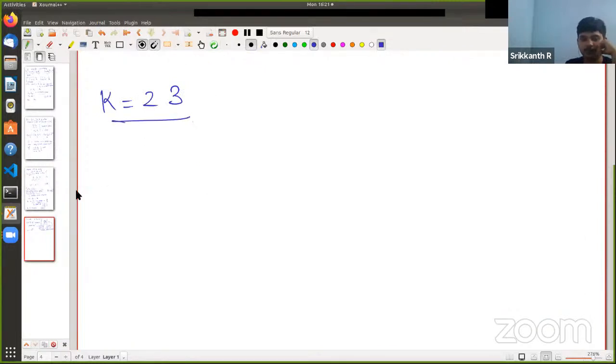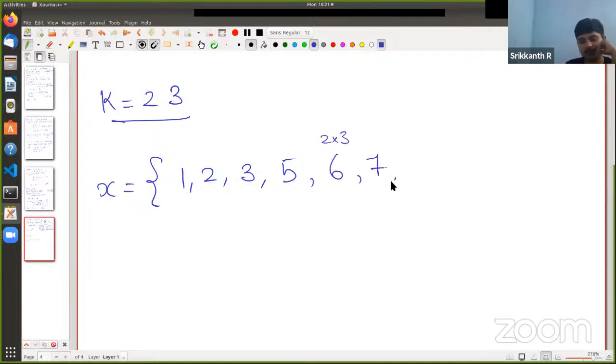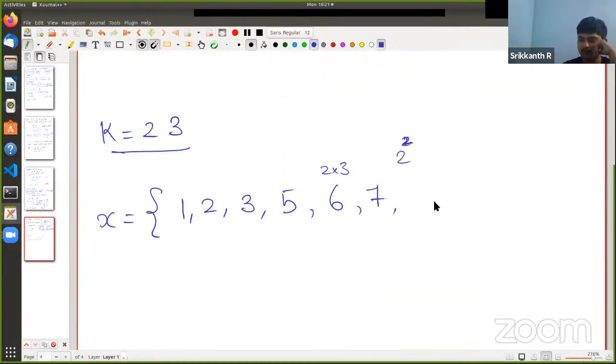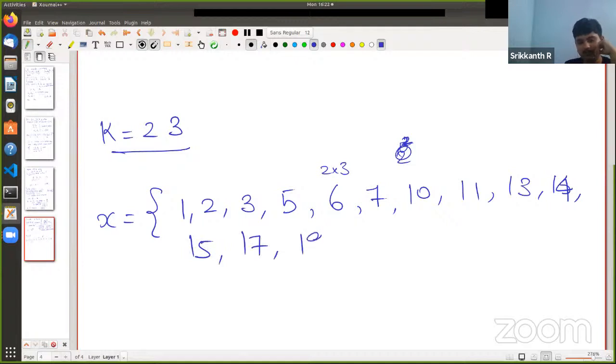For k equal to 23, x can be 1, 2, 3. x cannot be 4 because it's a square number. Then we have 5, 6. 6 is 2 into 3, which is perfectly fine. x cannot be 8 because it contains 2 square. We only want numbers that are square free. 9 is not possible either. We have 10, 11, 13, 14, 15, 17, 19, 21, 22, and 23.